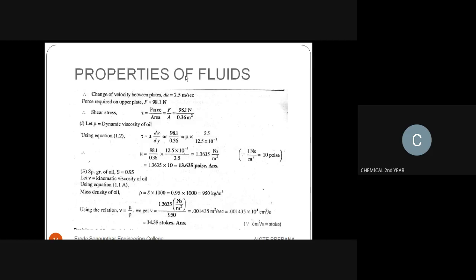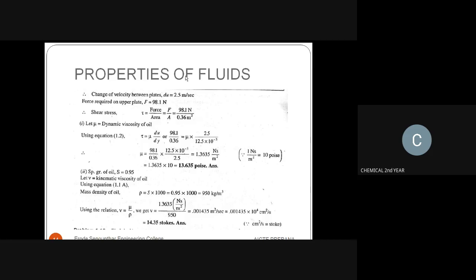So whenever you have been provided with the specific gravity, and you have been asked to find out the density, the general formula is density is equal to specific gravity into density of water, that is 1000. So 0.95 into 1000, you'll be getting 950 kg per meter cube. So that is the density of the oil, mass density of the oil.